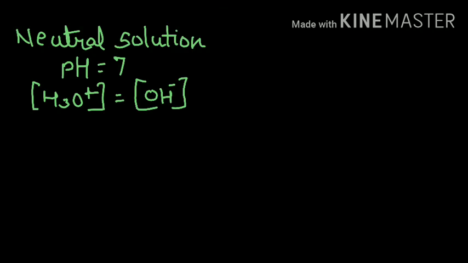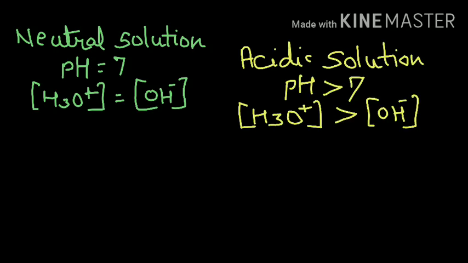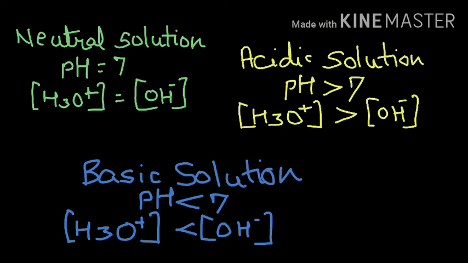So keep in mind, for neutral solution, pH is 7 and the condition is that the molar concentration of hydronium ion is equal to the molar concentration of hydroxyl ions. Whereas for acidic, what happens? The molar concentration of hydronium ion, which is also the H plus ions, is going to be more when compared with the molar concentration of OH minus ions. And when you look at the basic solution, the molar concentration of OH minus ions is going to be more when you compare it with the molar concentration of hydronium ions.